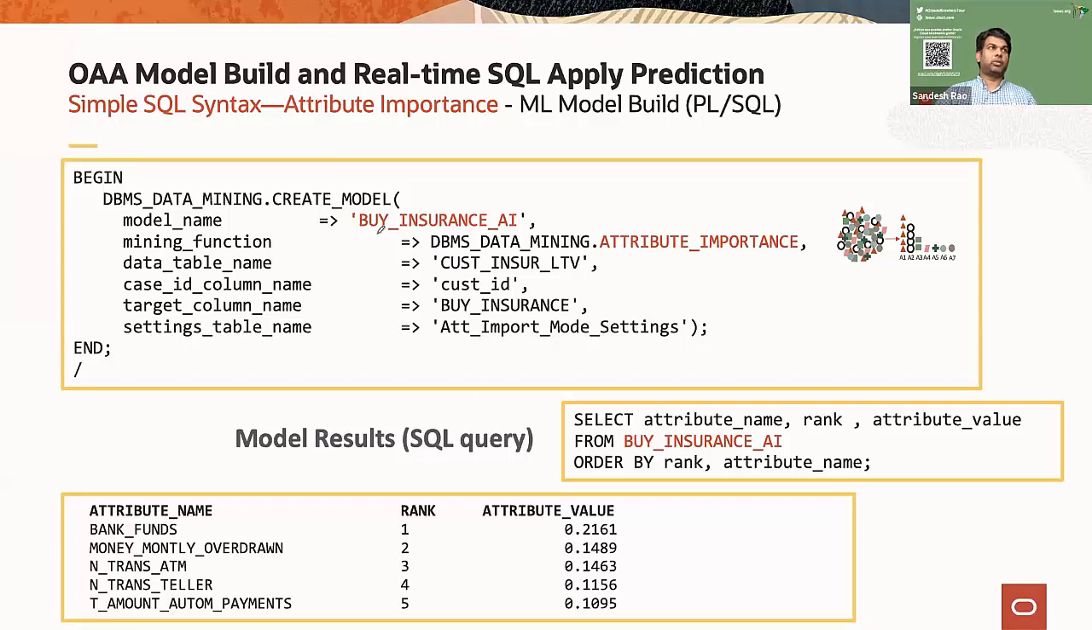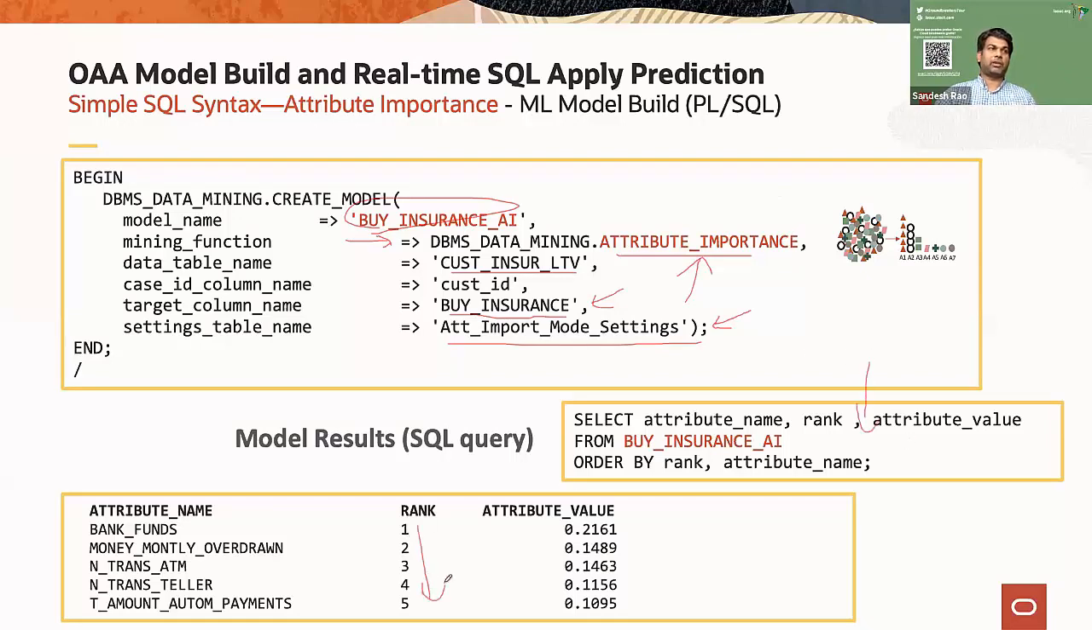You go here, you build it. This is the model name. This is the mining function I'm using, so I'm using attribute importance. And then I'm using this. This is the data where the input comes from. This is the target column in this table, where I'm trying to say whether I should buy insurance or not. And then there's another table as input. This table contains the settings for attribute importance. What are the various parameters for attribute importance? This is all I need to build a model. Once I've built a model, I can query it using this query.